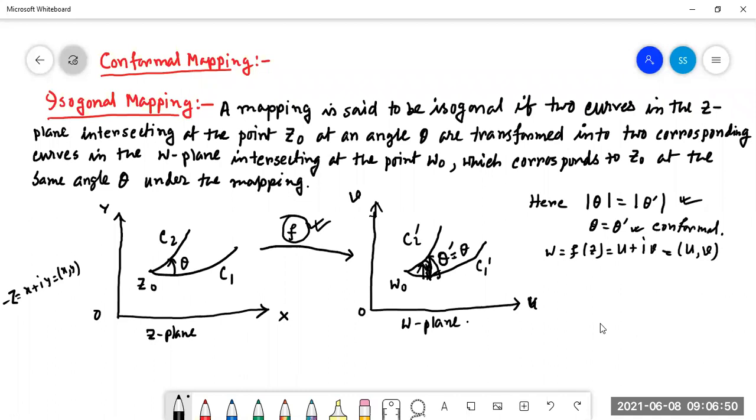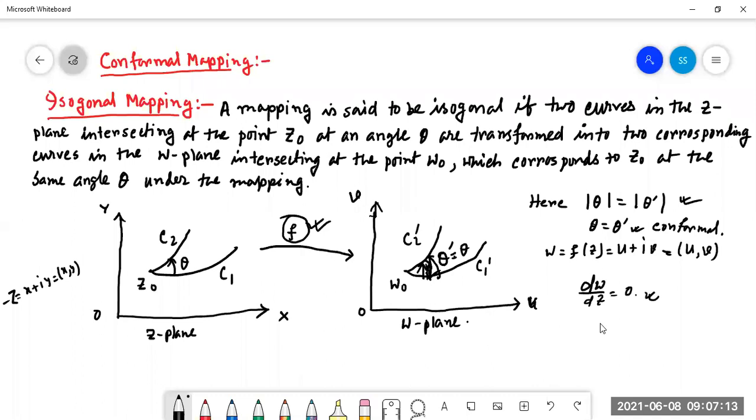Is it clear? So when a mapping is conformal, then dw by dz should not be equal to 0. Now is it clear what is the isogonal mapping and what is the conformal mapping?